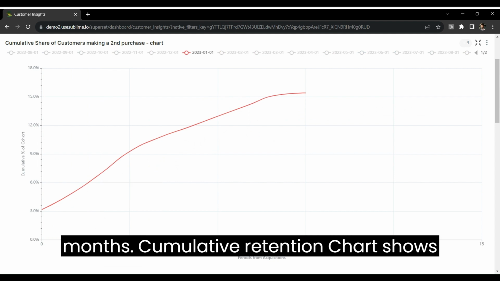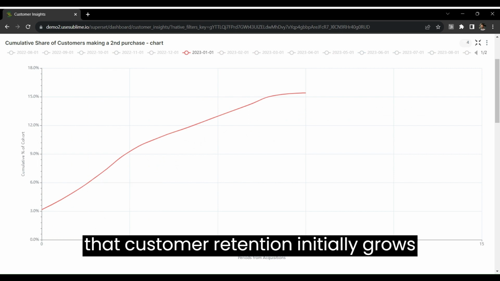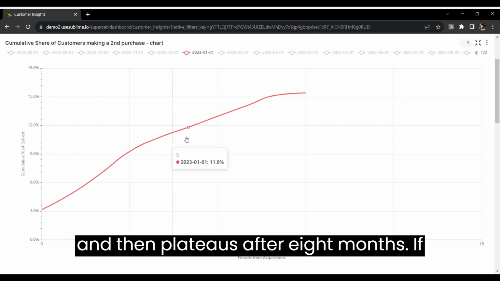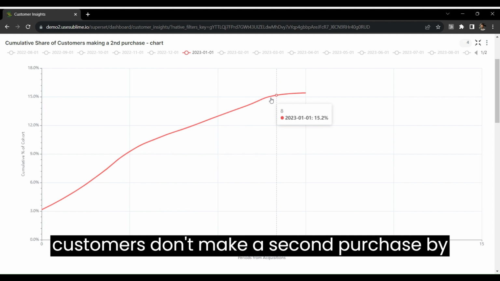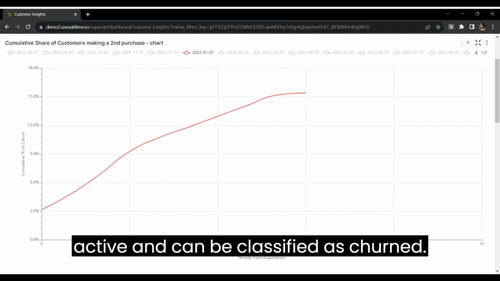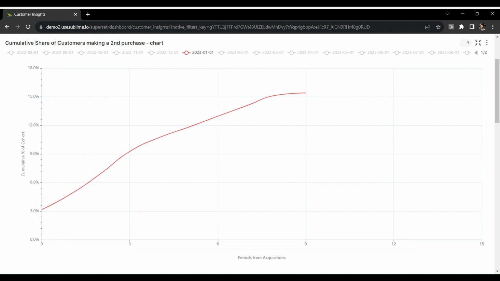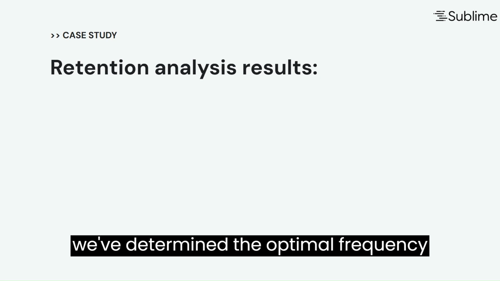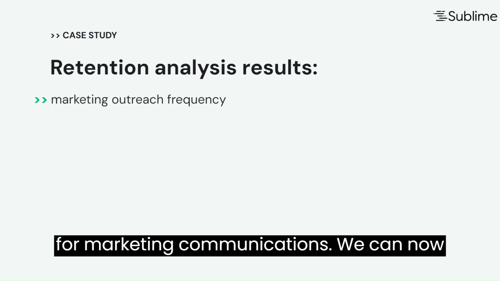Cumulative retention chart shows that customer retention initially grows quickly, slows down around the 4th month, and then plateaus after 8 months. If customers don't make a second purchase by month 8, they are likely no longer active and can be classified as churned. Through customer retention analysis, we've determined the optimal frequency for marketing communications.